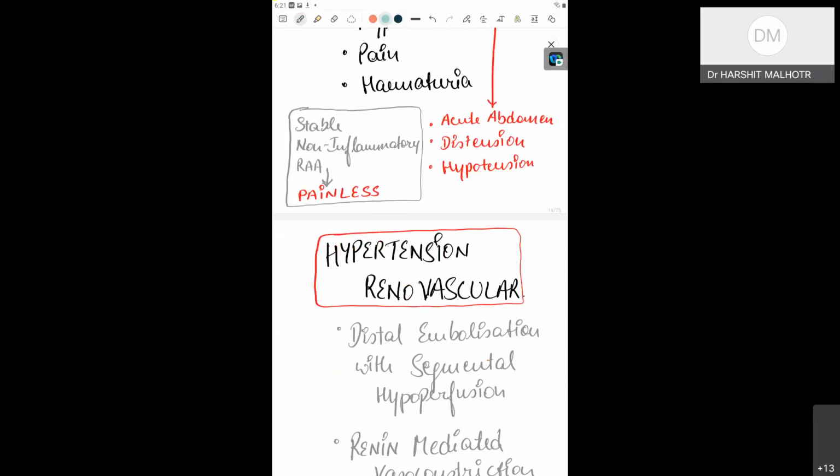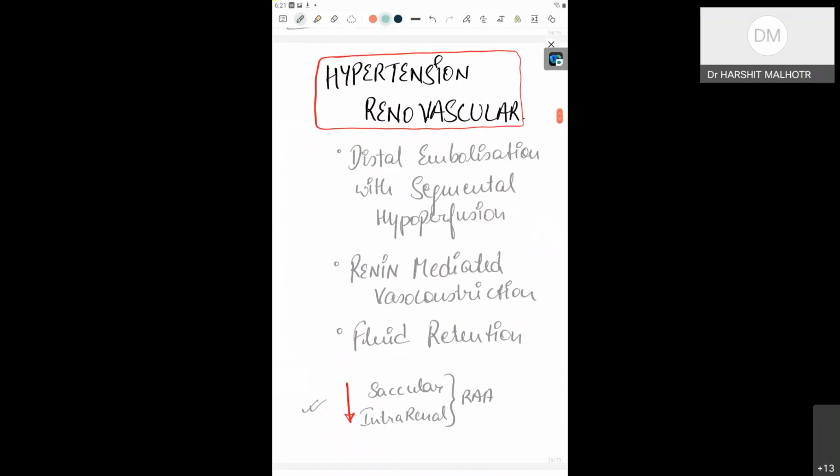Now going to hypertension, basically it's a renovascular hypertension, which is usually seen because of multiple mechanisms. Like there is distal embolization with segmental hypoperfusion. Because of the embolus, distally there is no blood flow, there is a decrease in the glomerular filtration pressure, which leads to activation of the renin-angiotensin mechanism, and hence there is renovascular hypertension. Also because of fluid retention.